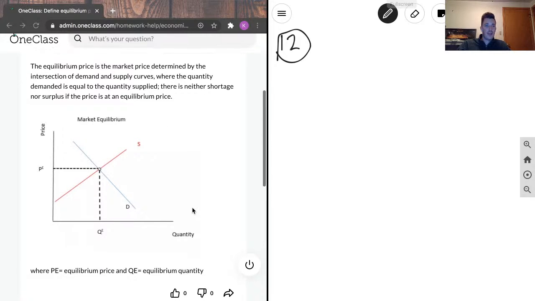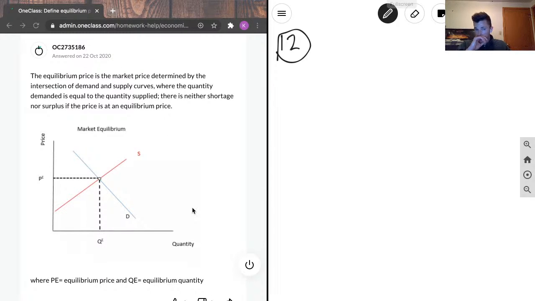Our junior tutor has already drawn the graph I would have drawn. So again, we've got price on the y-axis, quantity on the x-axis. Supply slopes upward, demand slopes downward, and the point where they cross, you will draw down to the x-axis. That is our QE. They've written it stands for equilibrium quantity. I usually denote it Q star, same thing. And drawing left from there until it hits the y-axis, that is our equilibrium price.